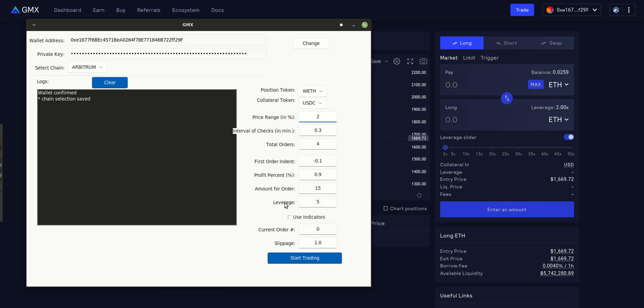Then we have leverage. I put 5. I can put 3 leverage, for example, just to show you. So it's up to 50x. So if you want to go crazy, you can.